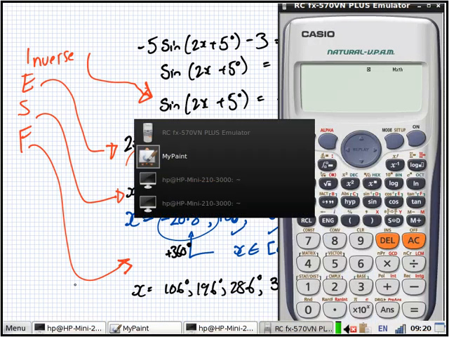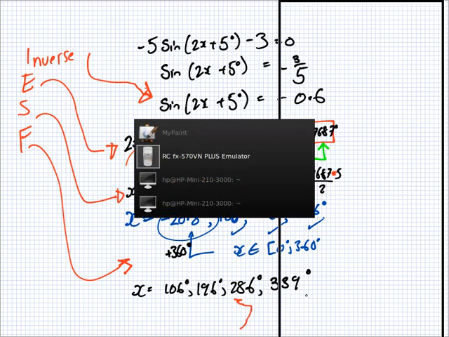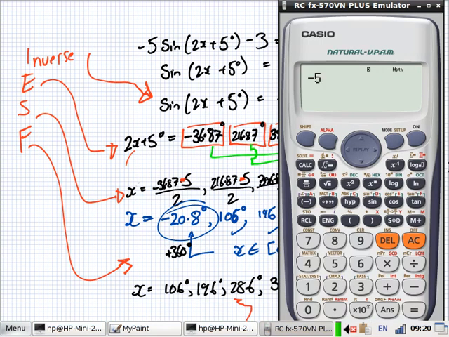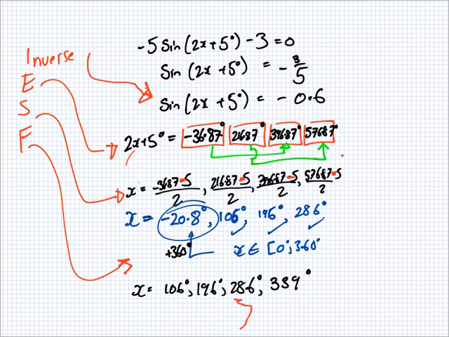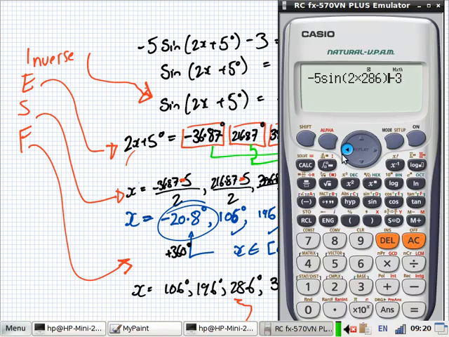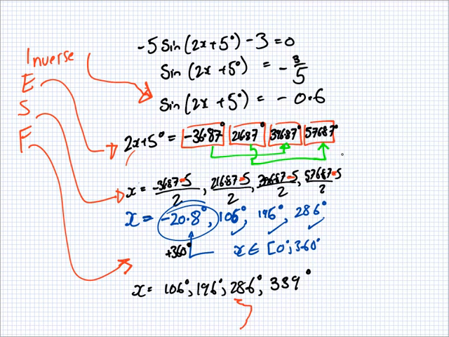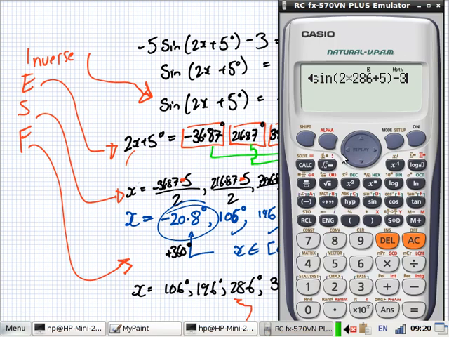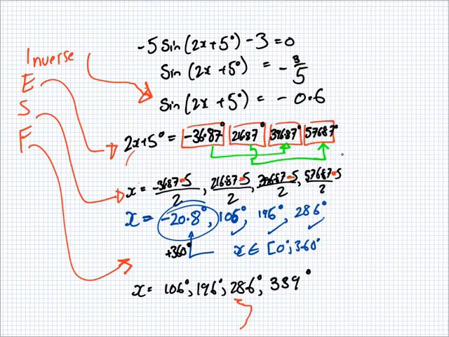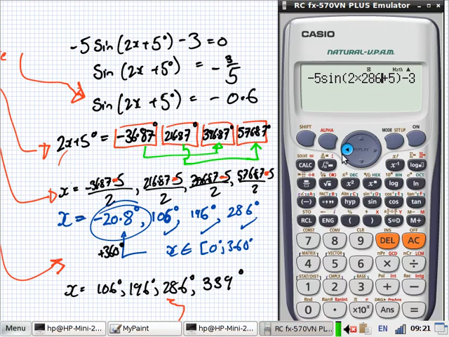We can always check that these work. So let's pick, say, for example, 286. So minus 5 sine 2 times 286 minus 3. What should that equal? What should I get? Should get 0. Or at least close to 0. Okay. Yeah, 0.009. Okay, let's check the other answers. 106. Yep. 196. Maybe I made a mistake with 196. 339. Yeah, okay, so 196.